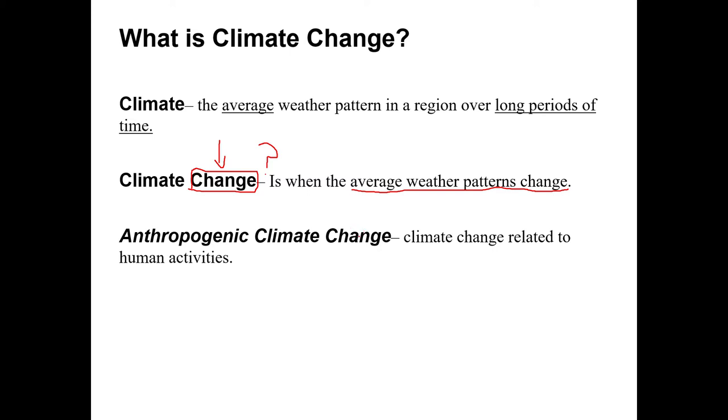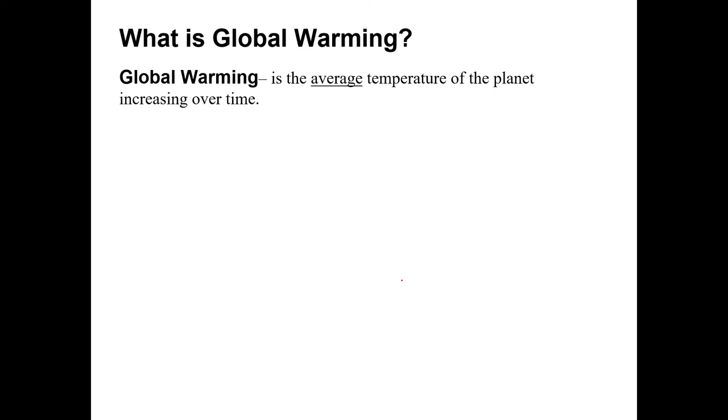And the big topic for today, that is political in today's world, and there's good reasons for it being political, is anthropogenic climate change or human-induced climate change. Basically, we're doing stuff to change the climate, and we will talk about what that is. So that's climate change. What about global warming? Global warming is just the average temperature of the whole planet increasing over time.